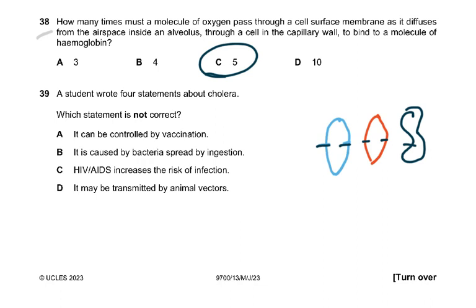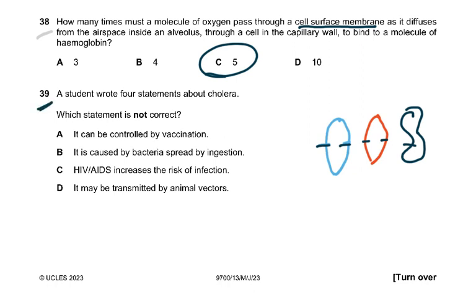Question number 38, I've done this in another paper as well, and you can have a look at that. So this would be the alveolar wall, then the capillary endothelial cell, and then the red blood cell. It says how many times must a molecule of oxygen pass through a cell membrane? So into the cell and then out of the cell is twice.